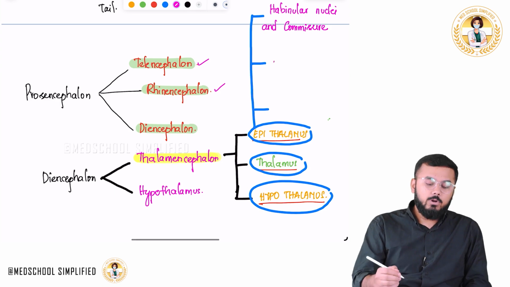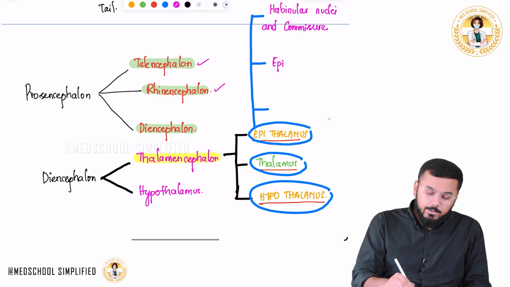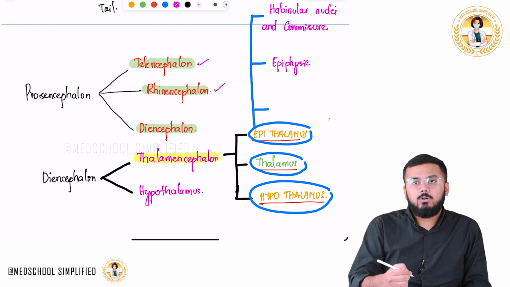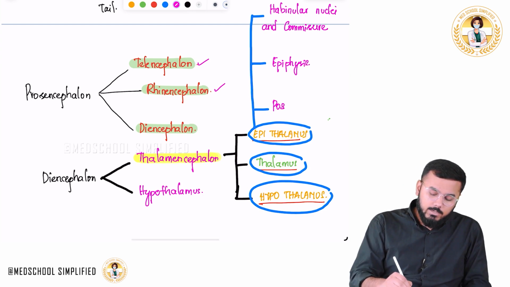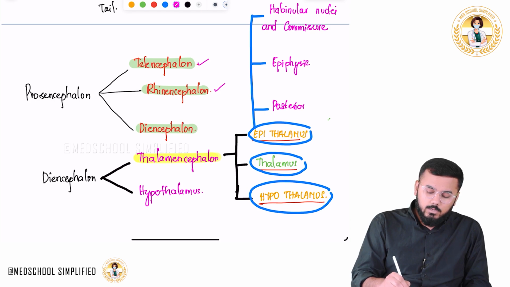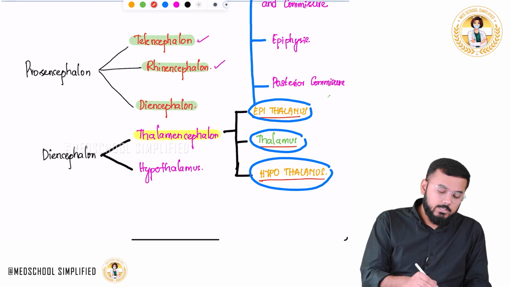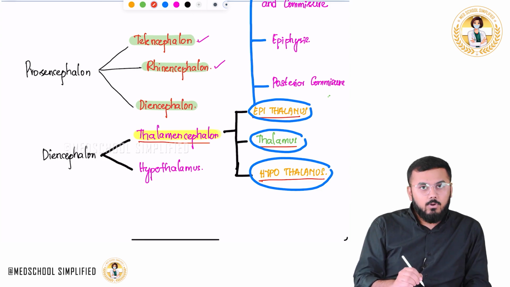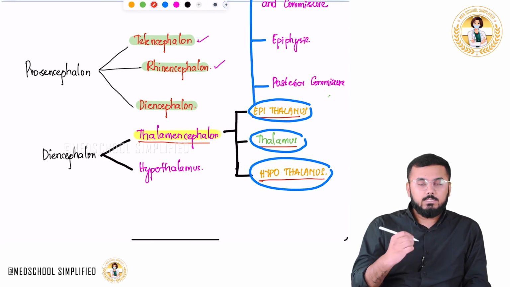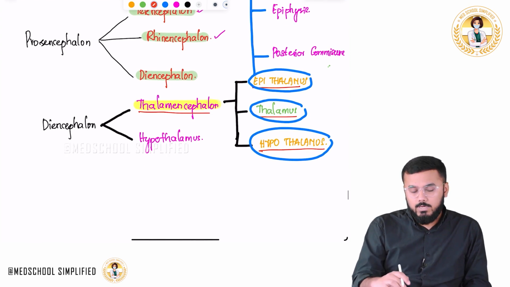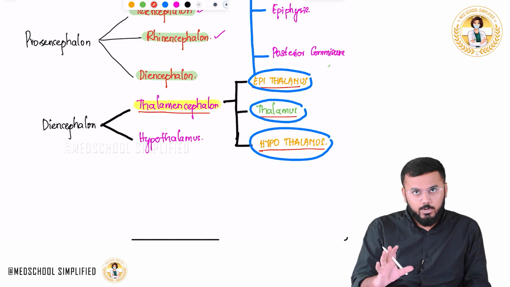The next important thing is that the epithalamus has the epiphysis. And finally, the third important thing is the posterior commissure. So now let us see what all these structures are. Today we shall discuss the Thalamencephalon, and the hypothalamus we will discuss later on. We'll discuss the epithalamus, the thalamus, and look at those pictures.